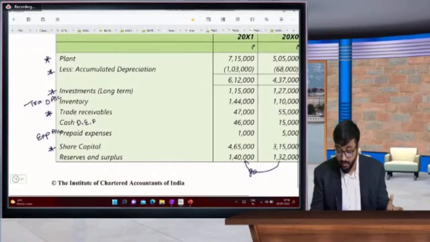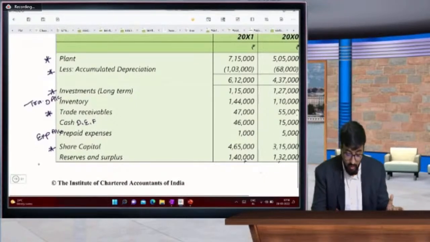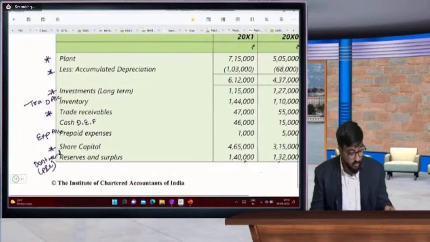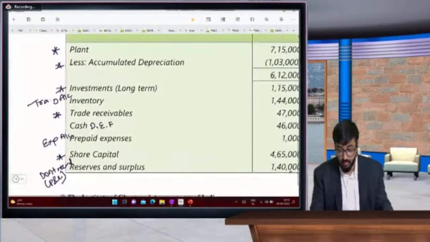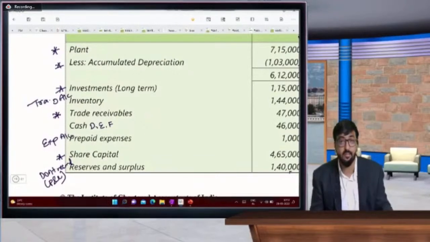8,000, beta, 8,000 ka bifurcation, don't record. Why? Because P&L we are recording. P&L record ho raha hai. Each and every item of P&L we are going to record. So don't record. I hope you have written these things. Yes, done writing, okay let's go.